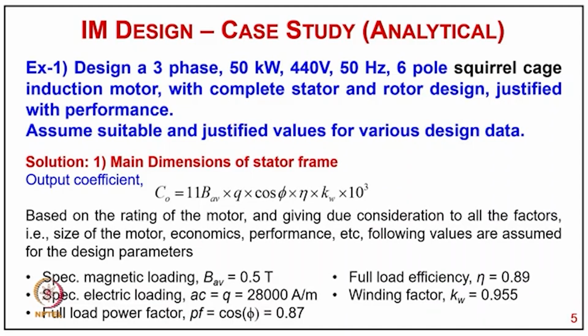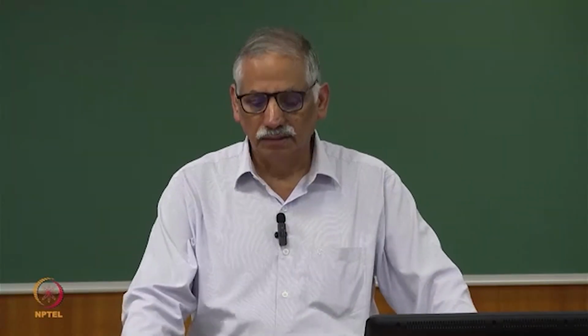The full load power factor, which is a specification of the motor, we take as 0.87. The full load efficiency also varies within a certain range, but for this motor of 50 kilowatt, we take 0.89 or 89% efficiency as a starting point. The winding factor depends on the distribution of the winding as well as the pitch factor, that is, how much pitch you are putting for a particular coil of the winding. Those factors are multiplied to get the winding factor. Here we consider a winding factor of around 0.955, which is applicable for a 60-degree phase spread with double layer winding.